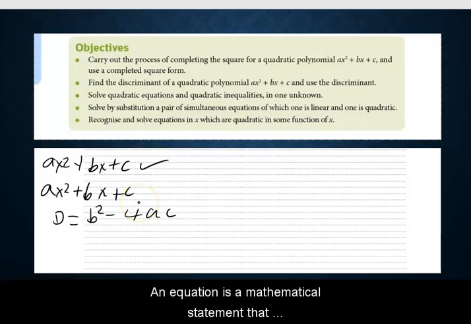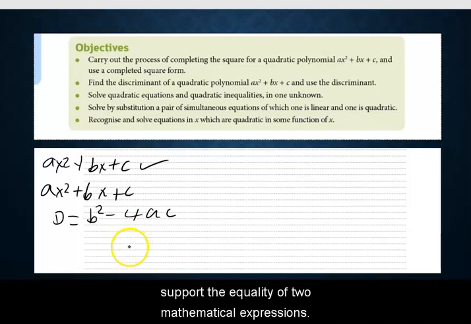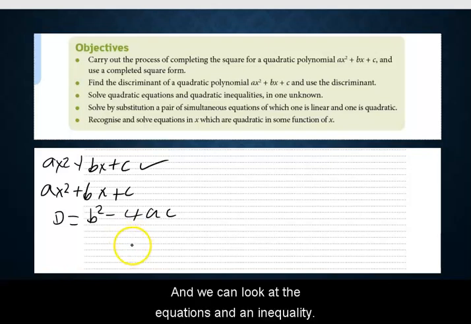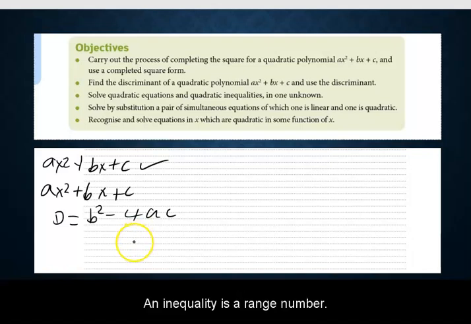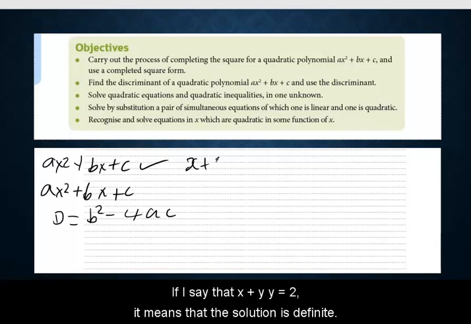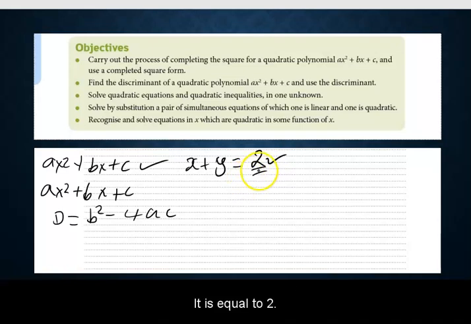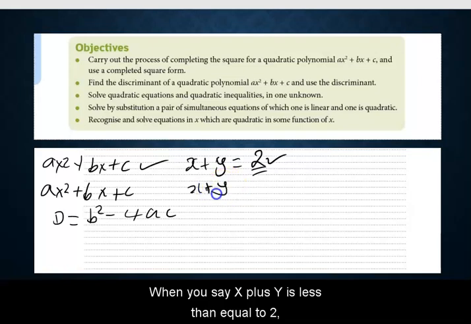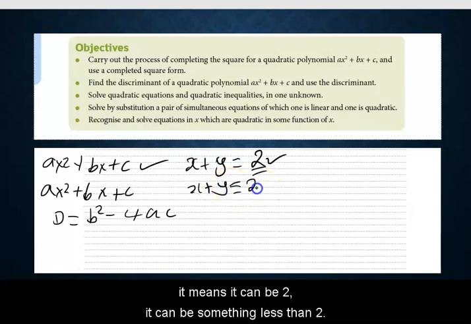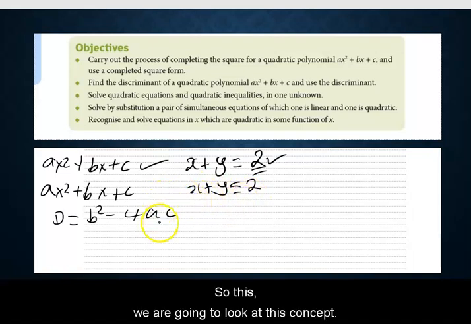An equation is a mathematical statement that asserts the equality of two mathematical expressions. An inequality is a range of numbers. It is bigger or smaller, so it is not equal. If I say that x plus y equals 2, it means that the solution is definite. It is equal to 2. This is different when you say x plus y is less than or equal to 2. It means it can be 2, it can be something less than 2. So we are going to look at this concept.